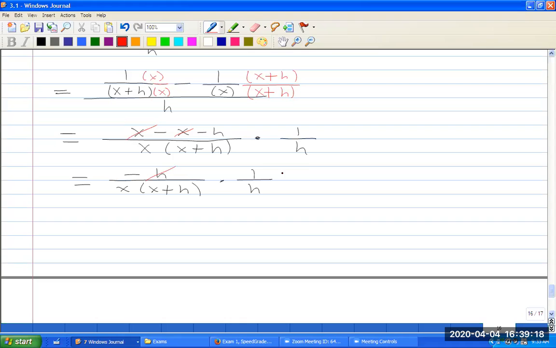The h's cancel. When I say they cancel, I mean you get a 1. And so this is equal to negative 1 times 1, which is negative 1, over x times x plus h. And that is my difference quotient. Having an h in the denominator is still okay. You just wanted to cancel out the h's here. And that's what I mean by simplifying.